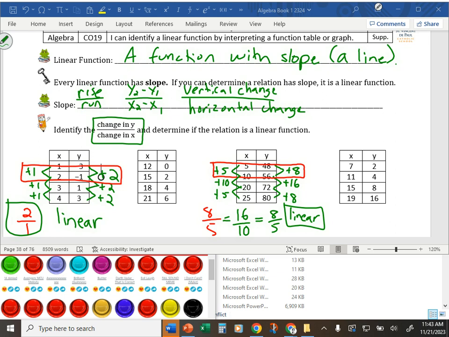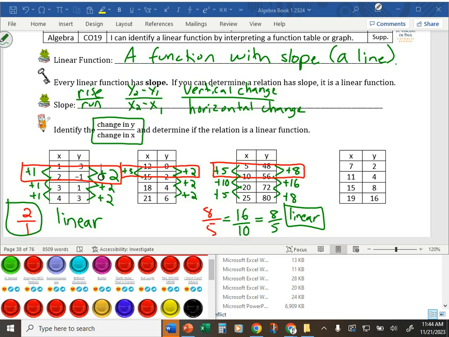Okay. Second one. Same kind of deal here. We're looking for the change in y. From 0 to 2 is up 2. From 2 to 4, up 2. From 4 to 6, up 2. So far, so good. But we still have to check the x's. 12 to 15 is +3. And so this is what we're looking for here: change in y of 2, change in x of 3, consistently.